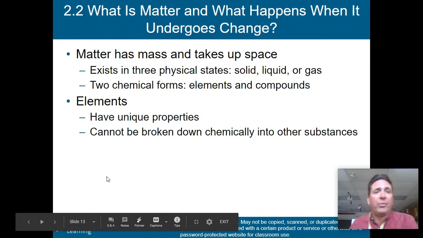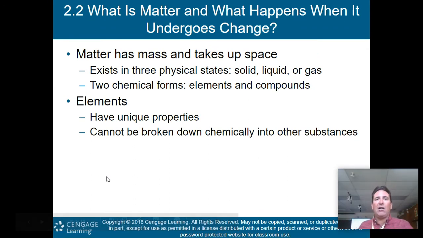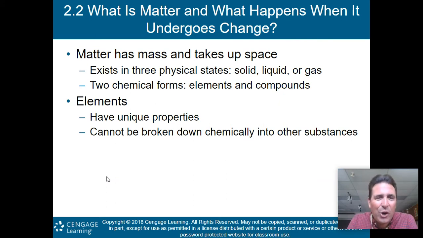Okay, so let's move on now. What is matter and what happens when it undergoes change? So again, I know you guys know this pretty well, I'm sure, but matter has mass and takes up space. Matter exists in three physical states: solid, liquid, or gas. Two chemical forms: elements and compounds. Again, I know you guys have heard of this stuff.